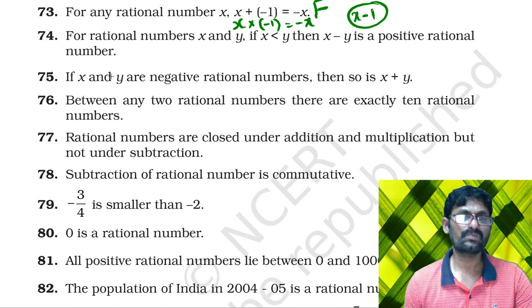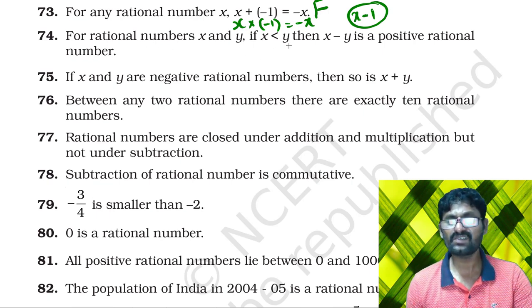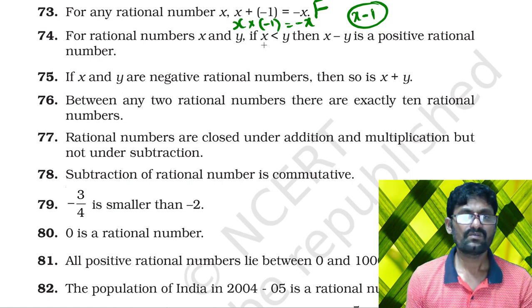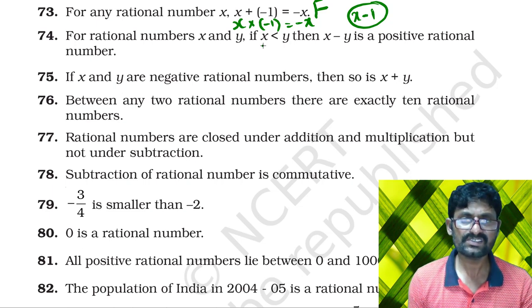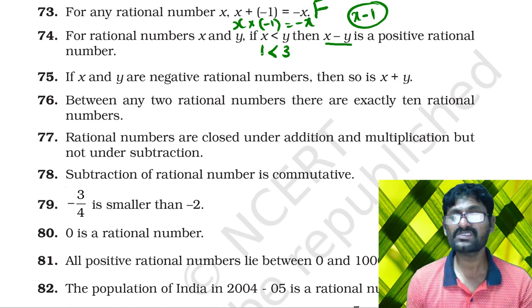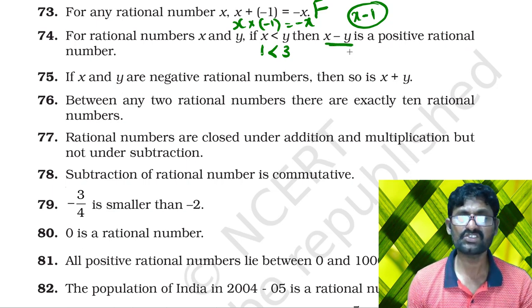Next, 74th problem. For rational numbers x and y, if x is less than y, then x minus y is a positive rational number. For this, let us take one example. If x is less than y, so x is smaller than y. Let us take x is 1, y is, let us take 3. So 1 is less than 3, that is correct. Then x minus y is a positive rational number. Let us check. x minus y means 1 minus 3.